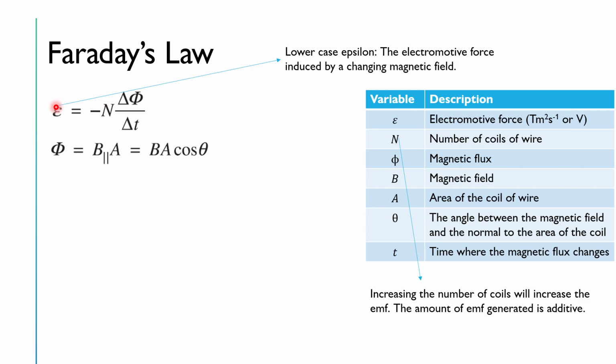The electromotive force and the size of it is going to be dependent on a couple of things. The first one here is N, which is the number of coils of wire.